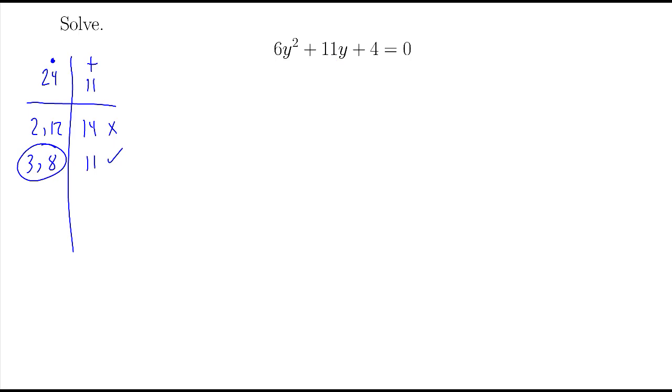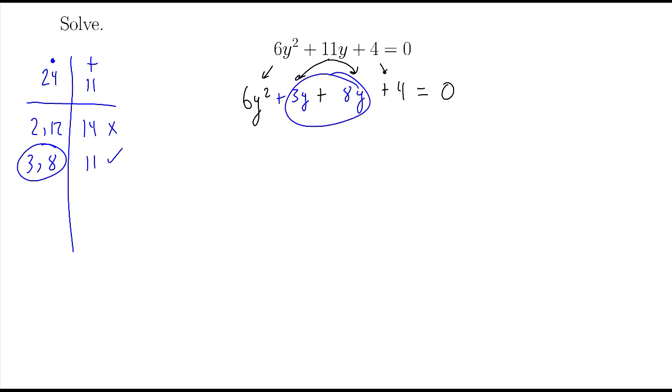Okay, so I'm going to bring down 6y squared. I'm going to bring down plus 4 equals 0. And 11y is going to split into two terms. The two terms are 3y and 8y. Okay, now again, if you combine those terms, you get 11y back. Okay, so 6y squared plus 3y plus 8y plus 4, all of that equals 0.